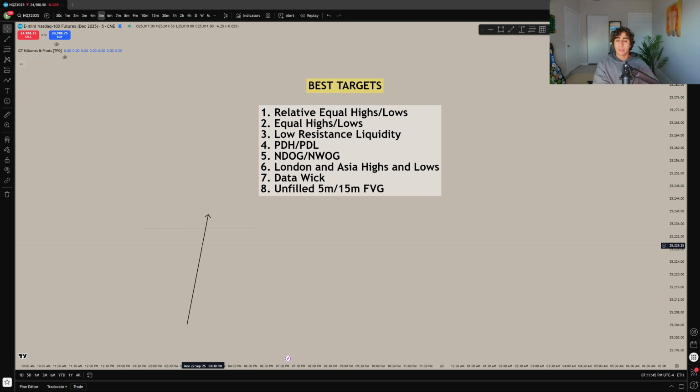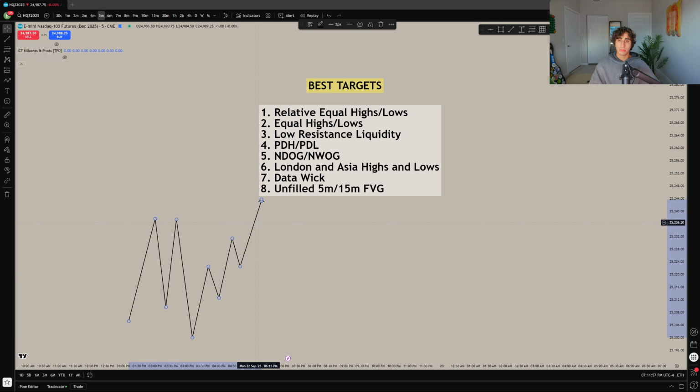Next up is equal highs and lows. That's very similar to relative equal highs and lows, except equal highs and lows are just exactly equal, right? So this is even a stronger draw on liquidity and a stronger target. So pretty much the same thing there.